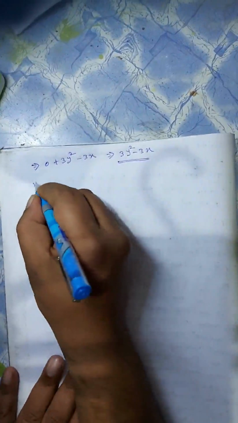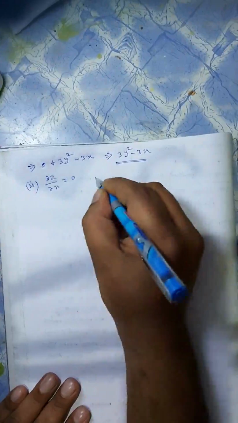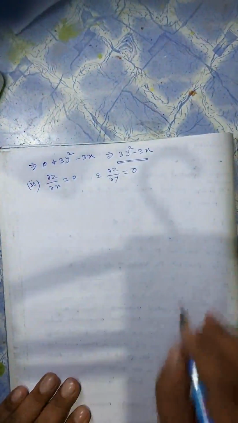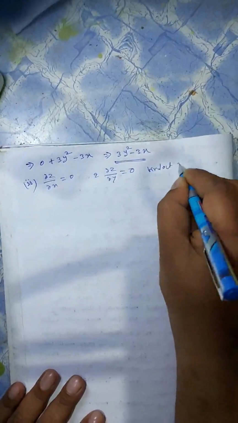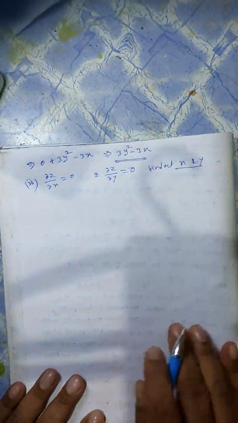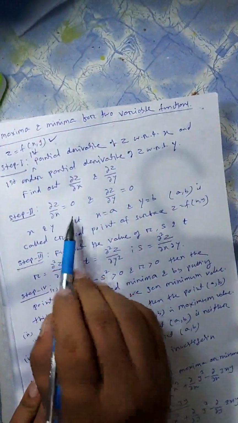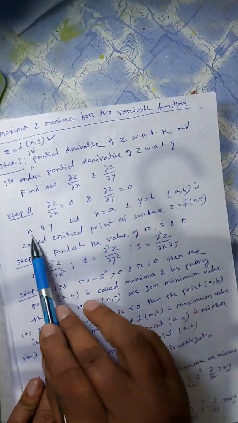The second step is the condition where we equate dou z by dou x to 0 and dou z by dou y to 0 to find out x and y. This is the second step condition: dou z by dou x equals 0, dou z by dou y equals 0, and find out the values of x and y.